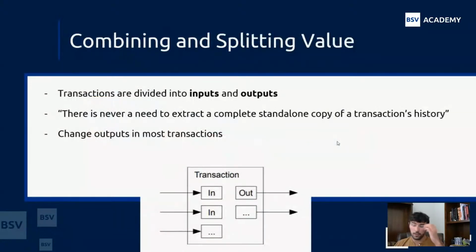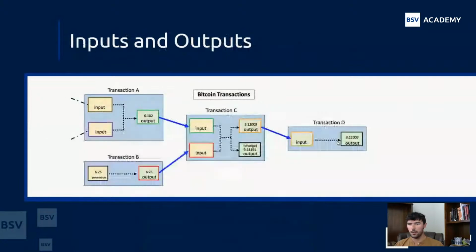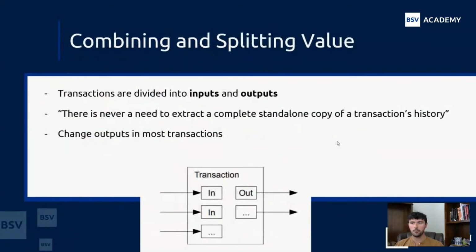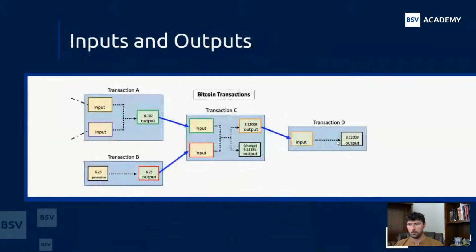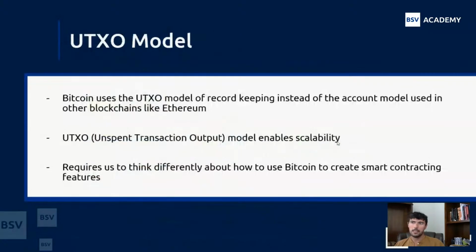And the important thing for us, obviously, is that this so-called back to Genesis problem is not a problem in Bitcoin. We don't need to know of an entire transaction's history to use it. And this ability to have multiple inputs and multiple outputs is going to be very relevant for us as we move forward in this webcast. Now, one important thing to keep in mind, if you are coming from the rest of the blockchain ecosystem, is that Bitcoin uses the UTXO model of record keeping, which is different than Ethereum's account-based model.